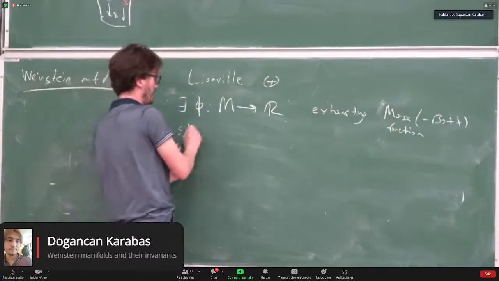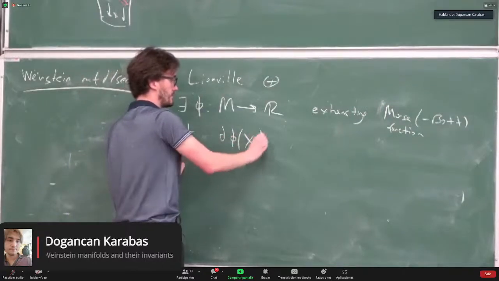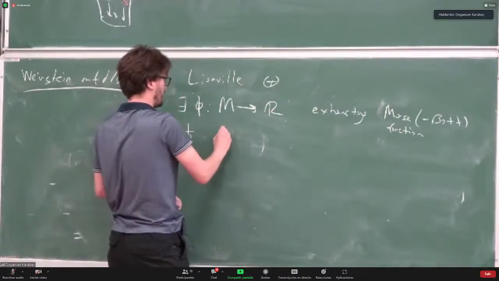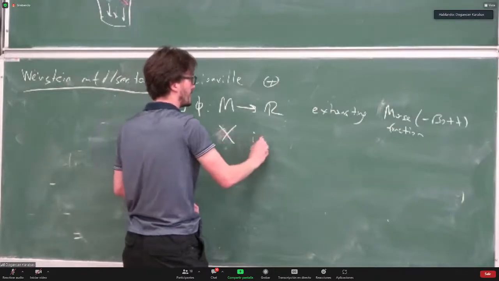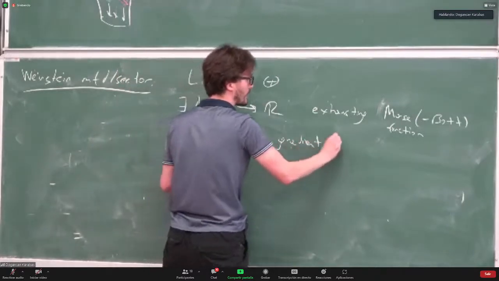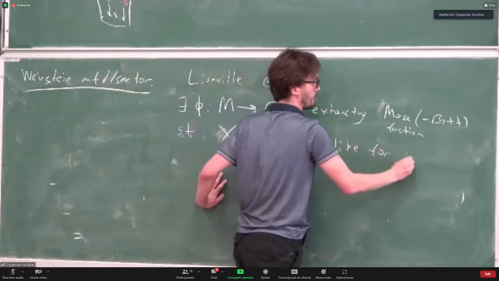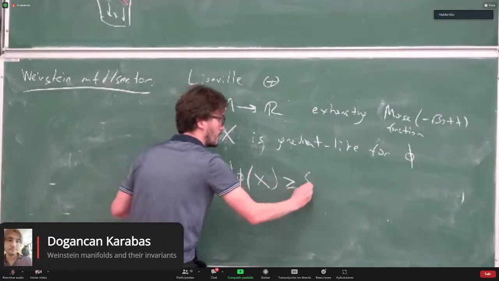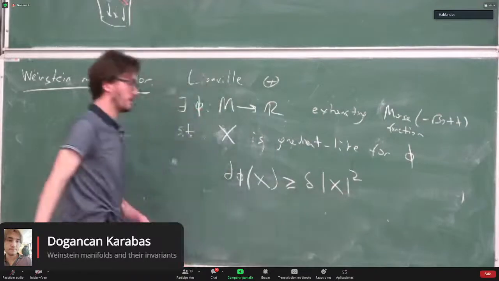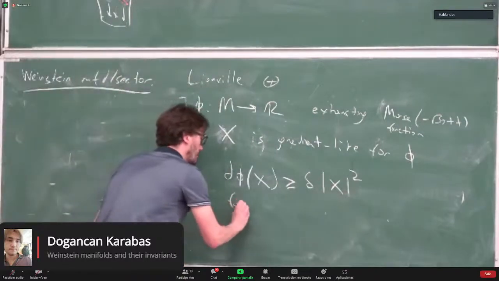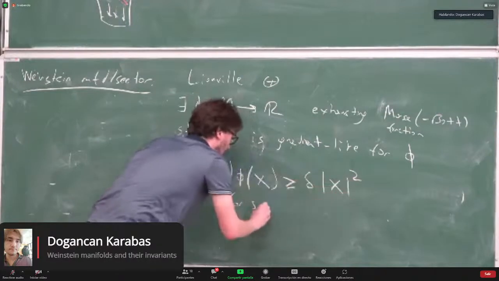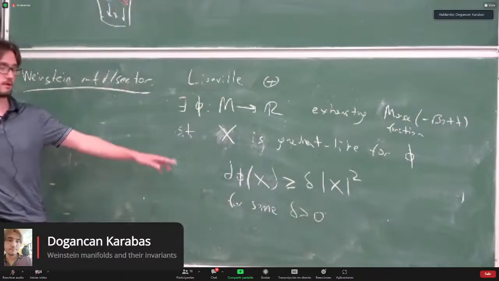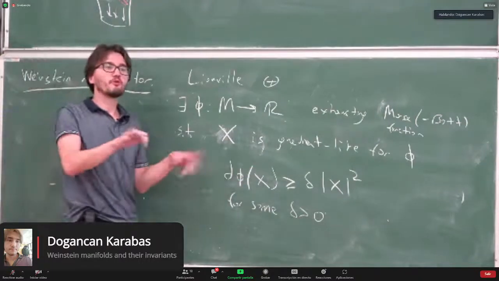Such that X is gradient-like for it. That means this equation holds for some delta. I mean, normally you can put one more term here, but I use this version of it. So this basically controls the behavior of X.